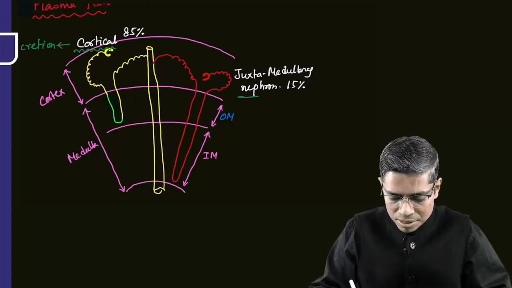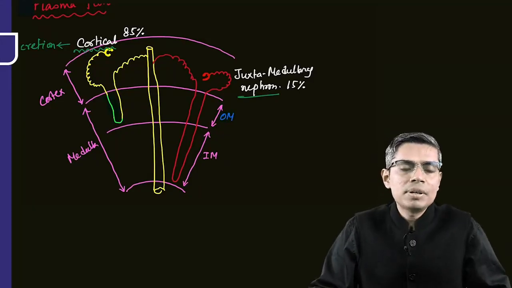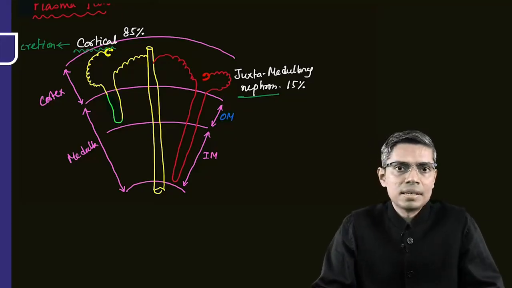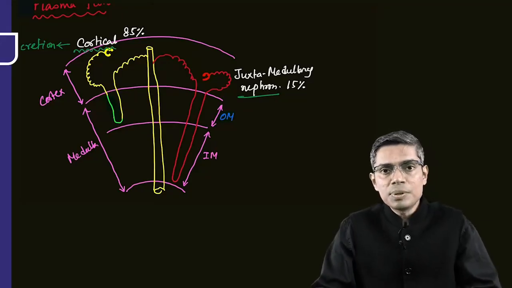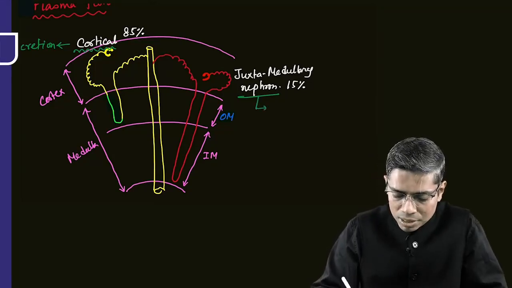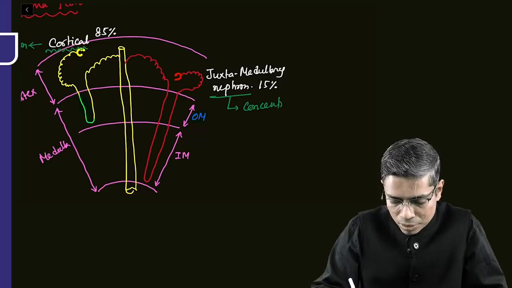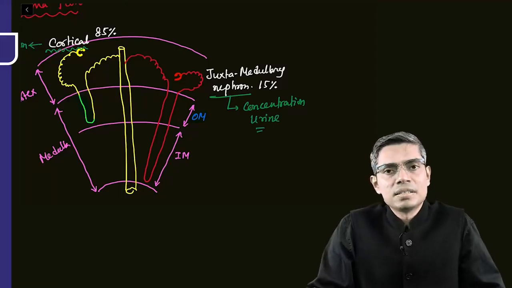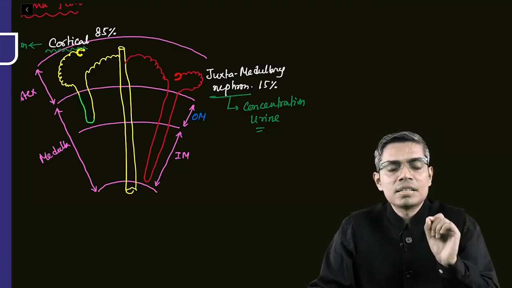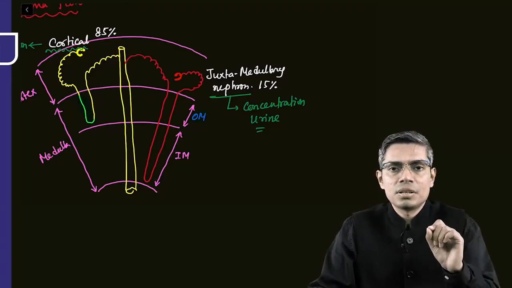So what is the function of this juxtamedullary nephron then? You know that whenever you want to excrete something from your body, you have to excrete it along with water. So water will also be excreted along with the waste product. But if you excrete a huge amount of water, then there will be multiple problems. So reabsorption of the water, or I can say concentration of the urine by reabsorbing the water, is done by juxtamedullary nephron. So the cortical nephron's main function is excretion of the waste product, and the juxtamedullary nephron's main function is concentration of the urine.